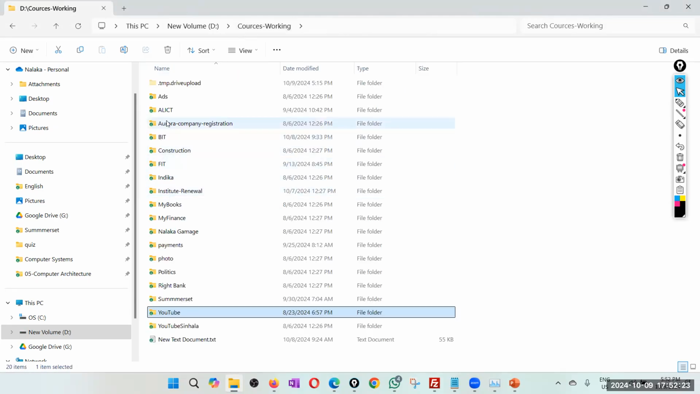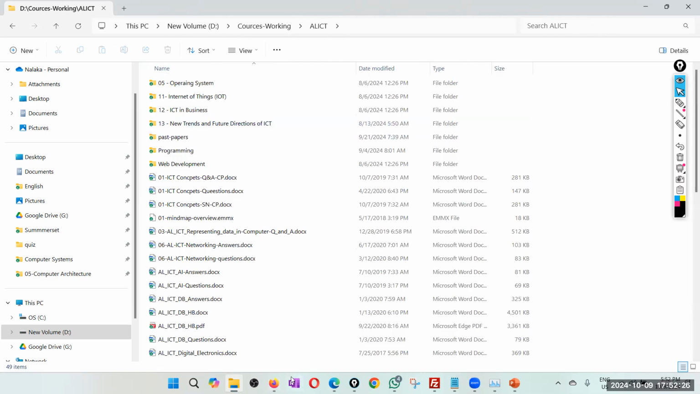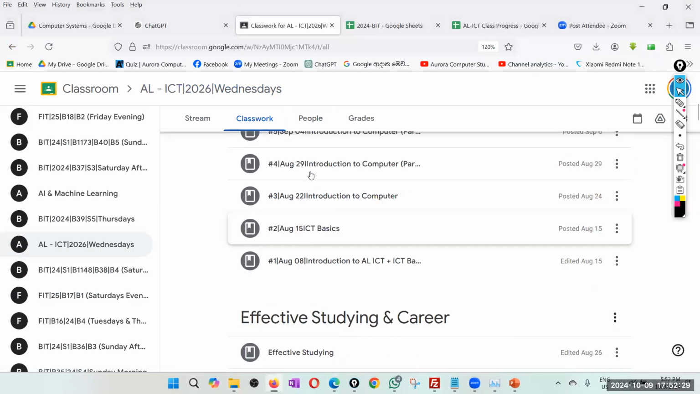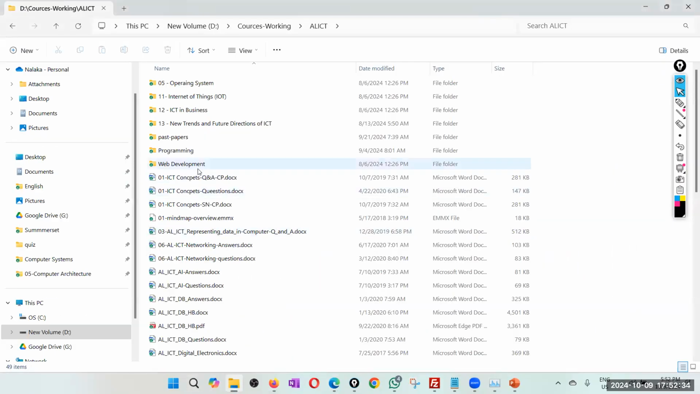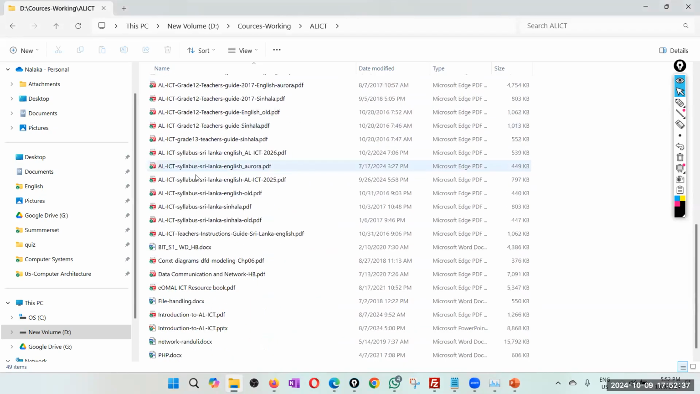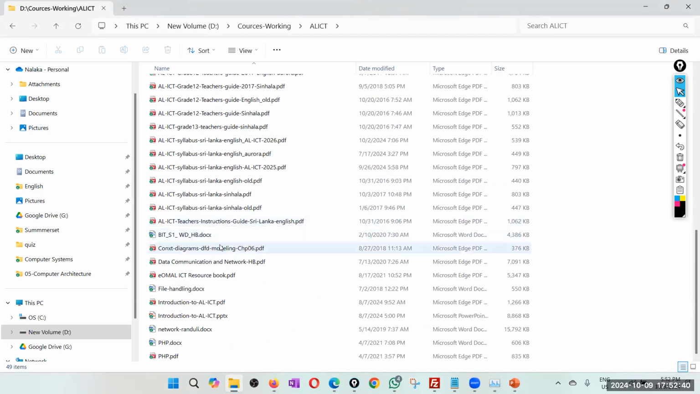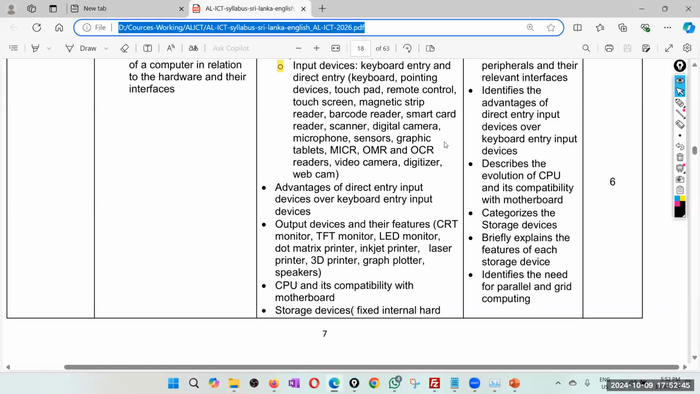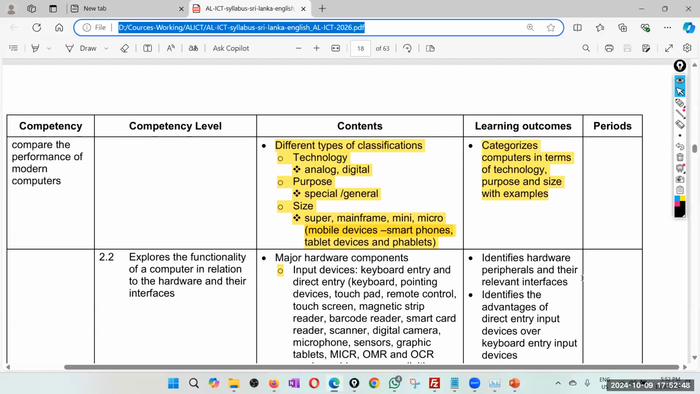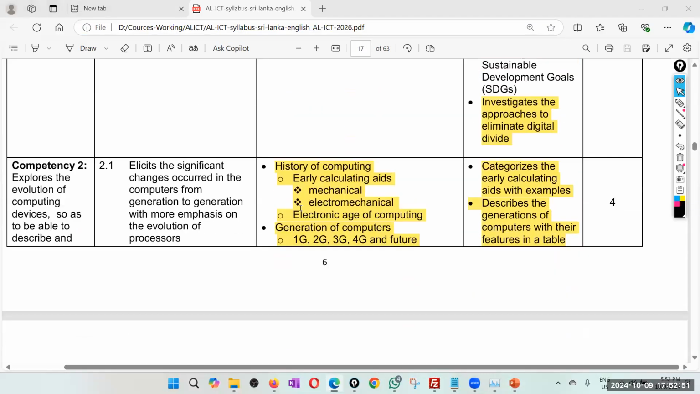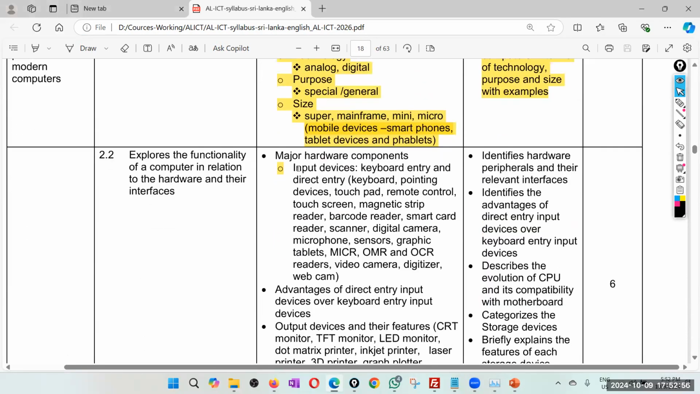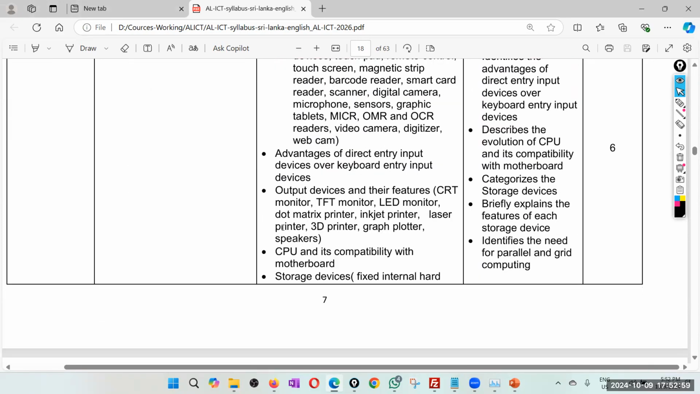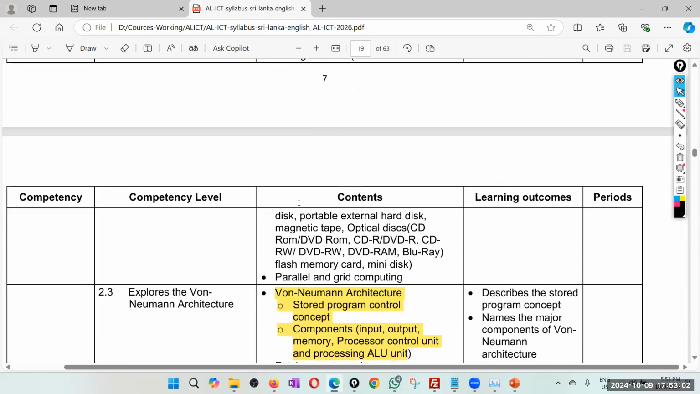Okay. So go to A level. Remember, the syllabus is available in your Google Classroom. See how much we have done and what kind of things we did today, because we have a specific target in our mind. What have we done today? So still we have not done input output devices and so on.